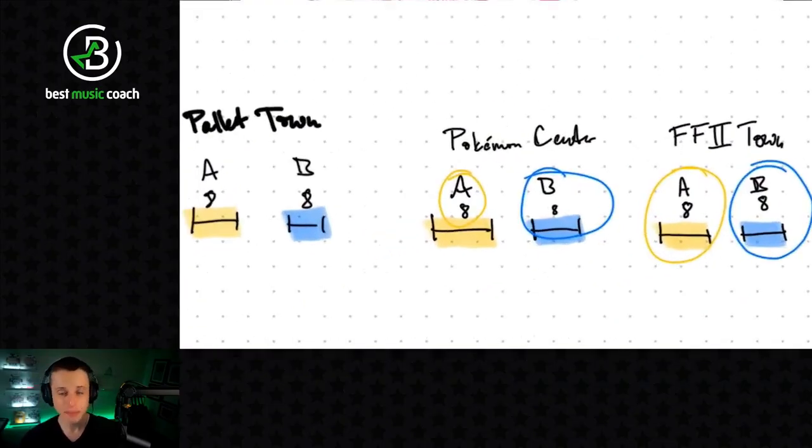That is A-B form, also known as binary. I just like to call it A-B. Showed you a couple examples. We listened to a couple examples.